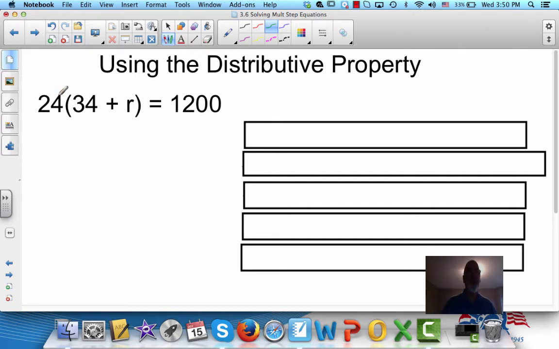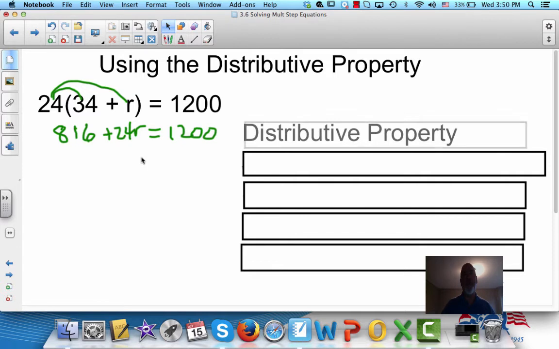This is how you do the distributive property. You go 24 times 34. That gives us 816. You do 24 times R, and that gives us 24R equals 1200. So what did we just do? We used the distributive property to go 24 times 34 and 24 times R, and we got 816 plus 24R equals 1200. Now we've got a two-step equation just like what you've been working before.